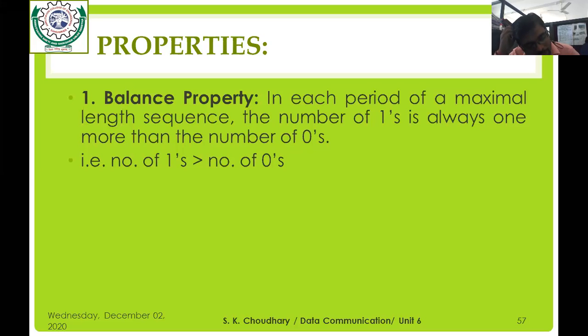For example, we have taken the maximum length sequence of 63 clocks. So up to 63 clocks, if you count, this is an odd number. So the number of ones would be greater than the number of zeros by 1. It means the number of ones would be, suppose, 32 and the number of zeros would be 31.